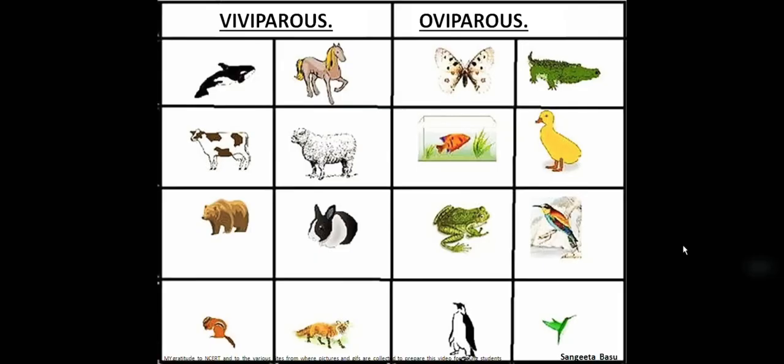Okay, clear? Now here are some examples of the viviparous. Viviparous are the animals which give birth to young ones. And oviparous are the animals which lay eggs. So I think it's clear now. Okay, so what was the main thing? The animals whose ears you can see, and they are having hair on the body, give birth to young ones. These animals whose ears cannot be seen, they lay eggs.